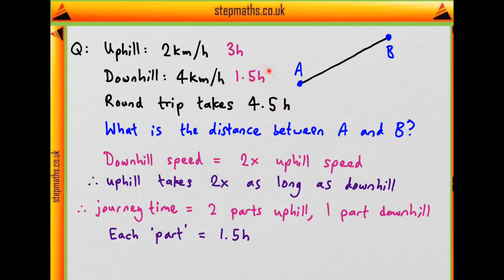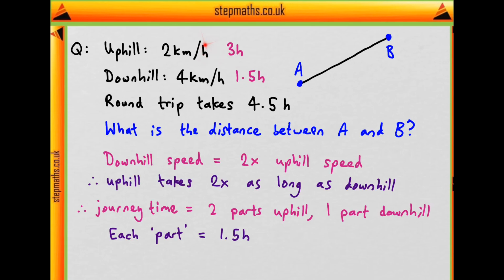Now, do we have enough information to work out the distance? Well, we know we can relate distance to speed and time. And how do we do that? Well, let's use the uphill bit because it's nicer numbers. So if we go at 2 kilometers an hour for 3 hours, then how many kilometers is that?